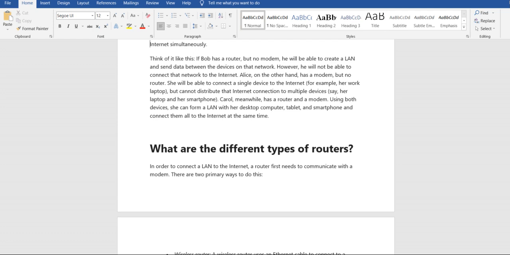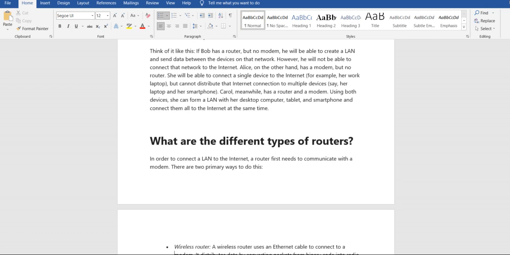Carol, meanwhile, has a router and modem. Using both devices, she can form a LAN with her desktop computer, tablet, and smartphone and connect them all to the internet at the same time. But there are different types of routers. In order to connect a LAN to the internet, a router first needs to communicate with a modem.